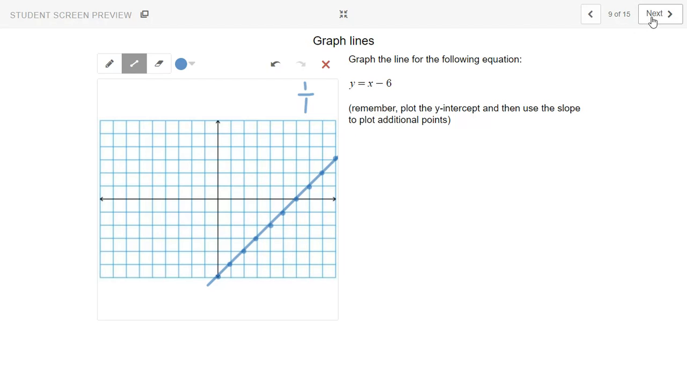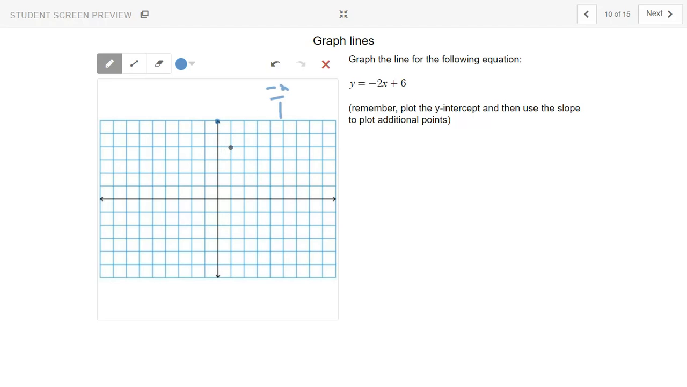All right, last one. Hopefully you get this one since we've had so much practice. Go. Okay, the y-intercept and that -2/1 slope. -2/1. So let's plot the 6. 1, 2, 3, 4, 5, 6, way up there. And now we're going to have to drop 2, right 1.